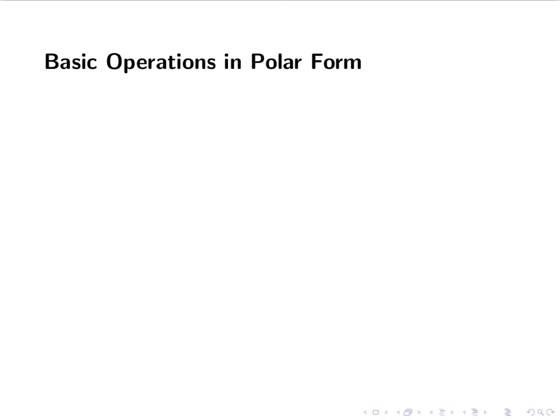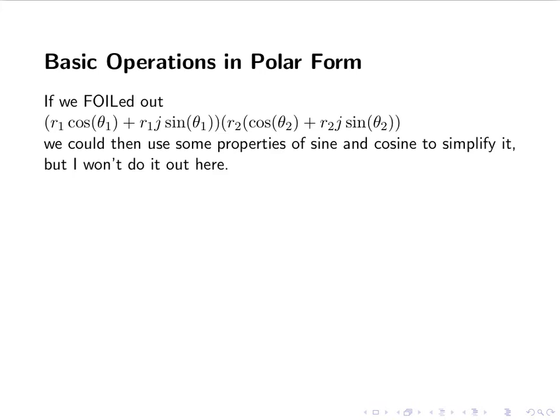Hello everyone. Today we're going to look at basic operations in polar form. So if we FOILed out r1 times cosine of theta 1 plus r1 j sine of theta 1, so one number in polar form, times another one, r2 times cosine theta 2 plus r2 j sine of theta 2. I have an extra open parenthesis there, that's fine. We could use properties of sines and cosines to simplify it.